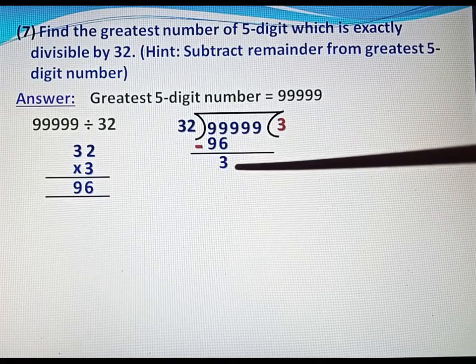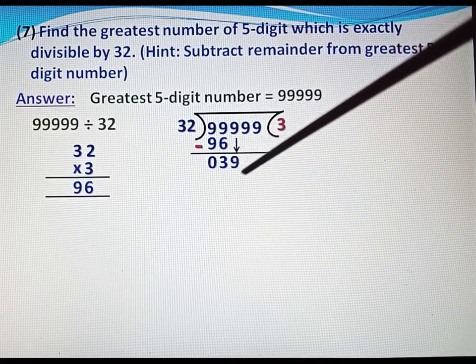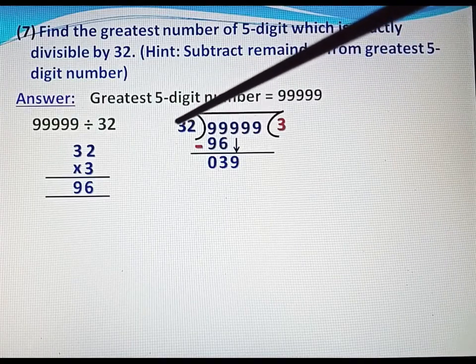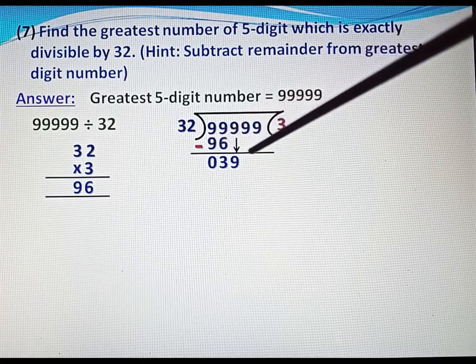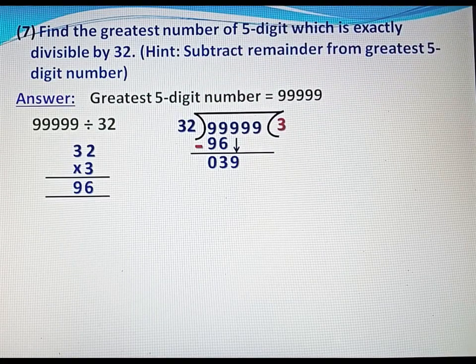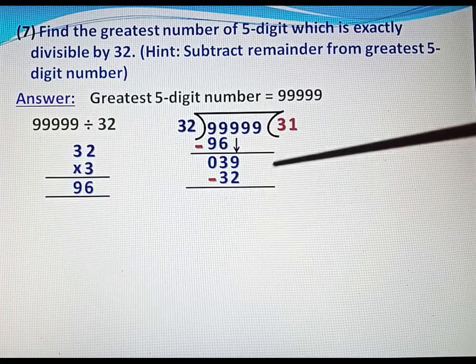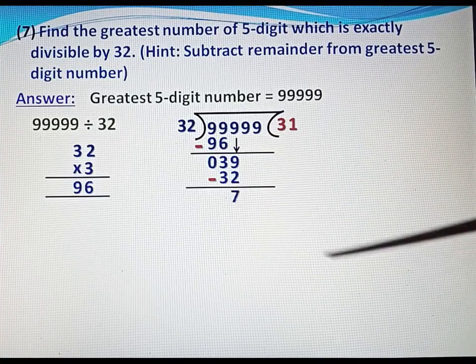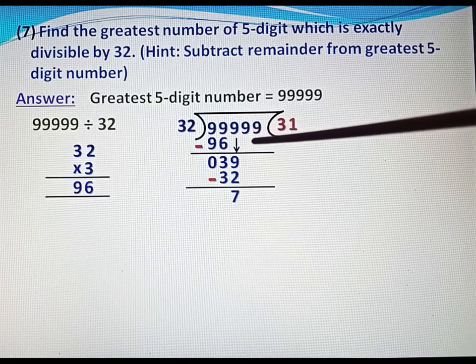Then we will take the next number, that is 9, right, here 9. The number formed is 39. Now again we will multiply this 32 by that number so that it is equal to 39 or less than 39. It should not be greater than 39. So we will multiply 32 by 1. 32 multiply 1 equal 32, and then we will do subtraction. See, 9 minus 2, 7, 3 minus 3, 0.